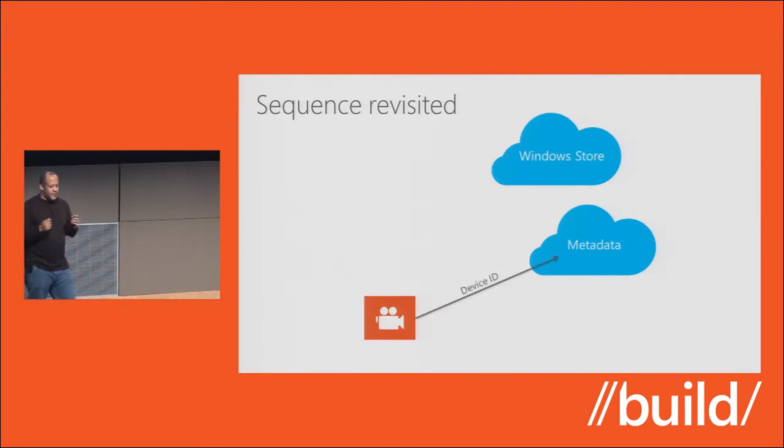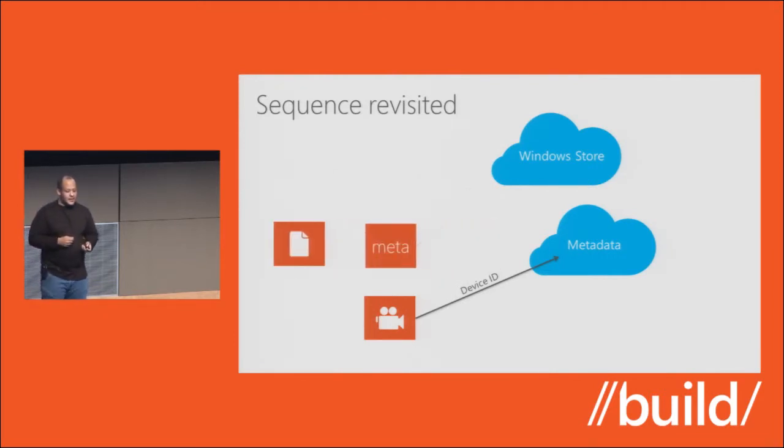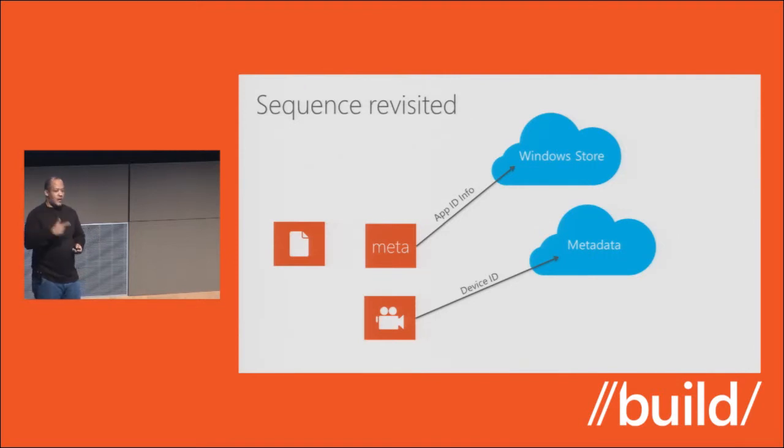Just to revisit the sequence: you plug in your device. We get the hardware ID out of your device. We look for metadata that matches your hardware ID. We then download that metadata. The driver is also downloaded if you have a driver. We unpack the metadata and look for the application that the metadata refers to. We reference the store, and we download it automatically.